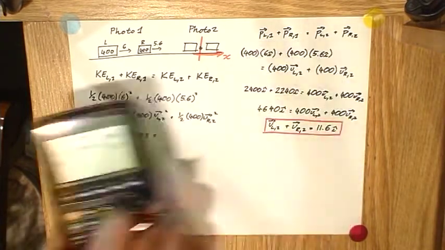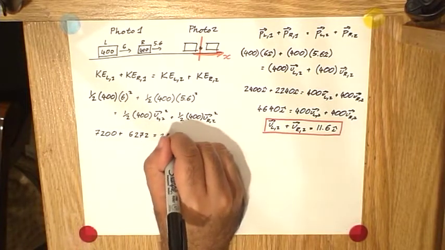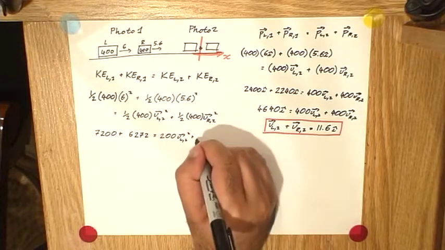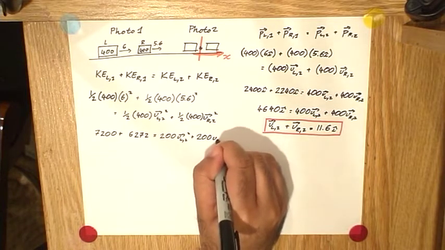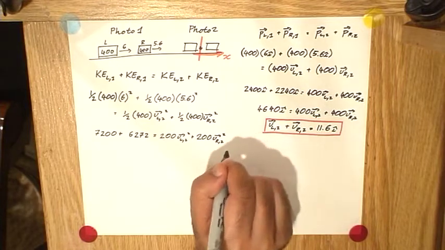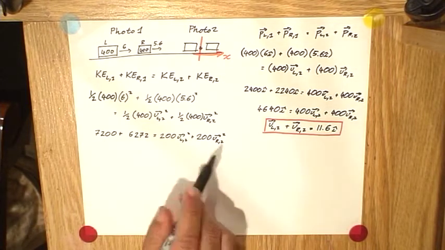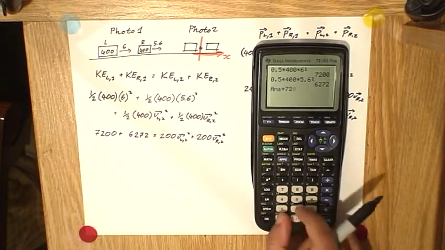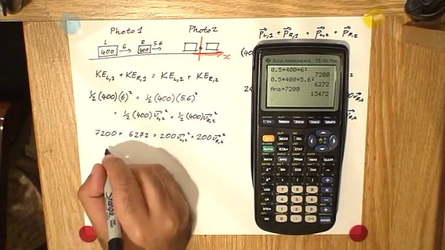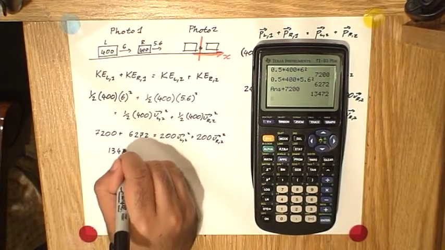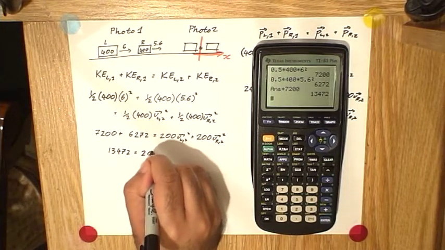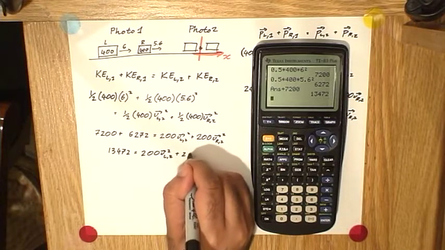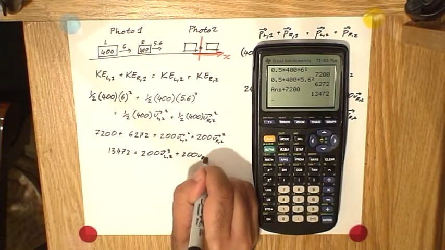Is equal to half of 400 is 200 times velocity of the left car squared plus half of 400 again is 200 velocity of the right car squared. Now let's continue simplifying this. 7,200 plus 6272 gives us 13,472. And that must be equal to 200 times velocity of the left car squared plus 200 times the velocity of the right car squared.